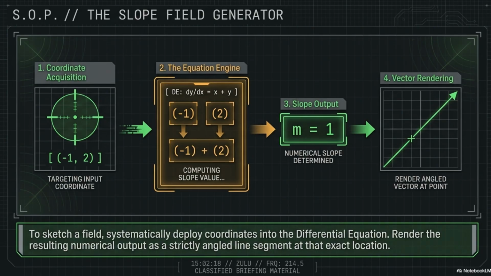Here is your standard operating procedure for generating a slope field. Step 1, coordinate acquisition: identify your target input point. Step 2, the equation engine: plug those coordinates directly into the given differential equation. Step 3, slope output: compute the resulting numerical slope value. Step 4, vector rendering: sketch a strictly angled line segment at that exact coordinate location.